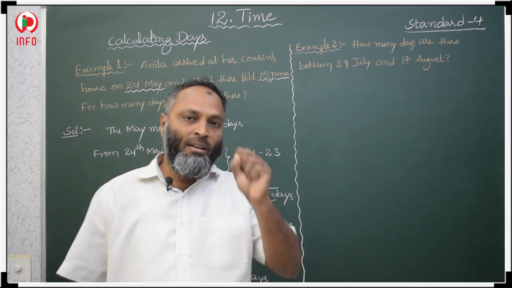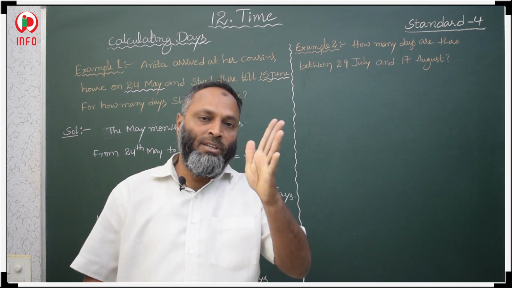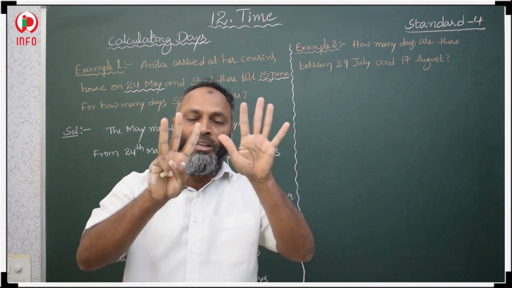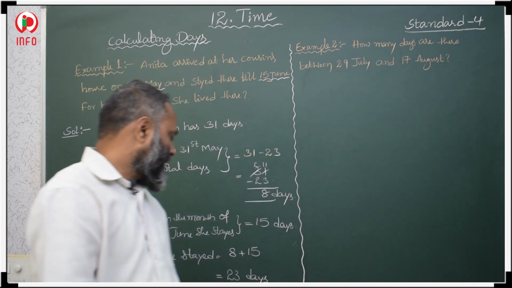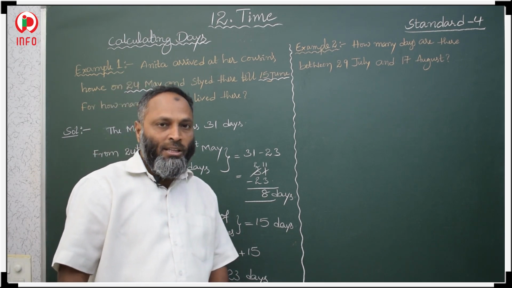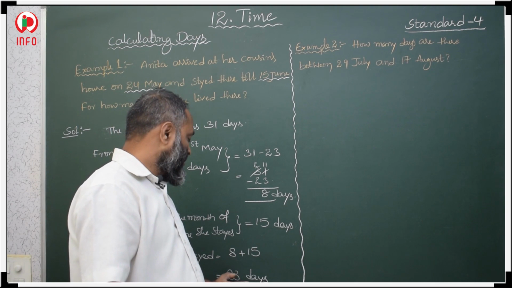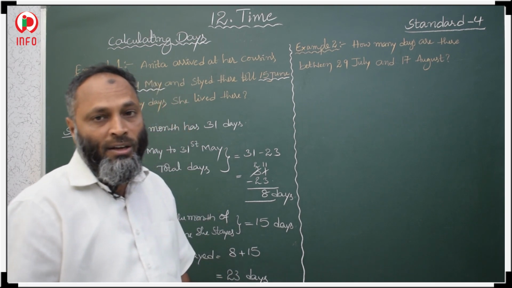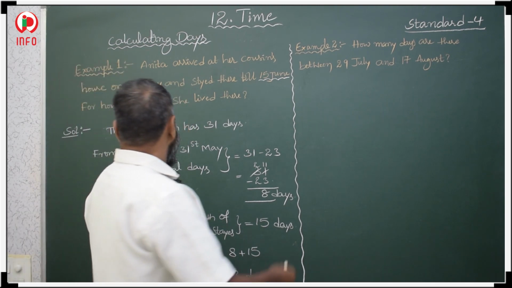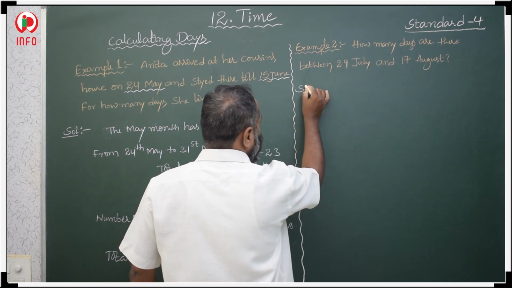Means 15, 16, 17, 18, 19, 20, 21, 22, 23. If you add 8, then you will get 23 days. So, in total, how many days she stayed at her cousin's house? 23 days. Okay. Now, the next question.